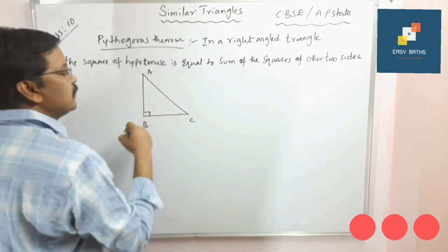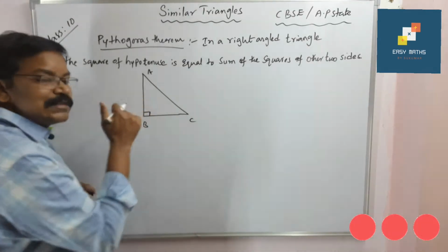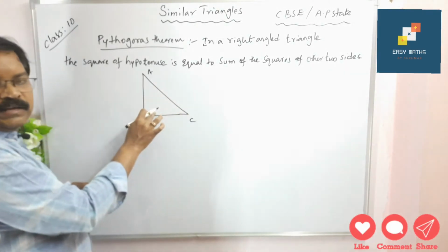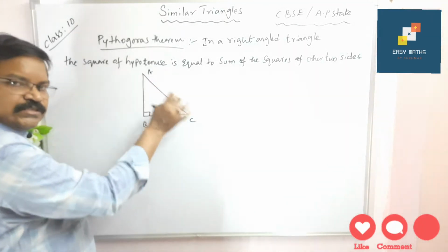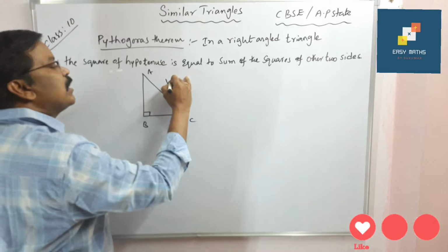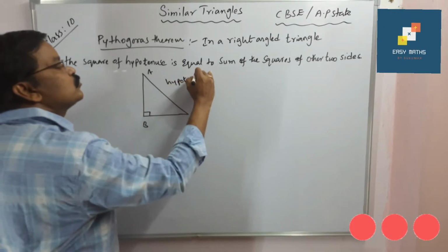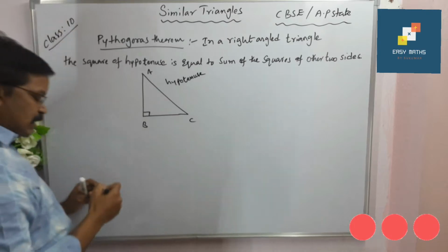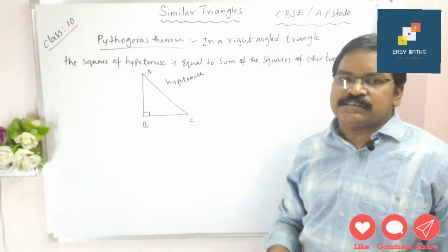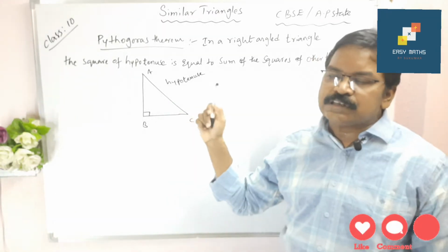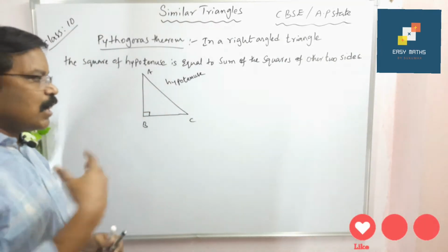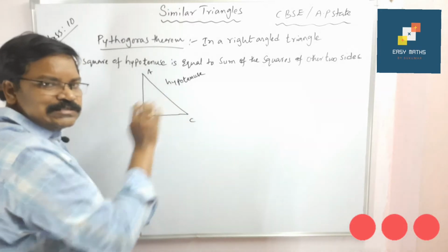See, my dear students, in this right angle triangle, what is the hypotenuse here? Hypotenuse means the side opposite to the right angle. This is AC, no? So this AC is opposite to the right angle, so it is called hypotenuse. These are the other two sides, so AB and BC are called the other two sides. But hypotenuse has a special name: it is the longest side in a right angle triangle.